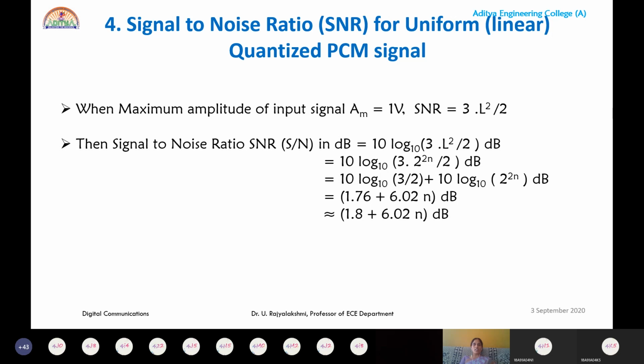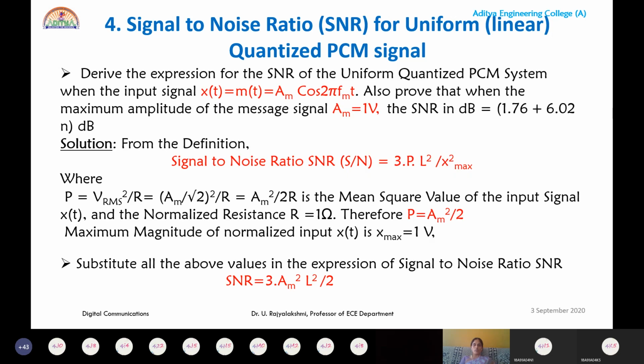So what we did in the above problem: we assumed x of t as Am cos 2 pi fm t, and so the peak power P can be Am square by 2R. This is the general expression, where because x of t is normalized, R will be 1 ohm and X max will be 1 volt. And please assume the maximum magnitude of X max as 1 volt. Upon doing this, you can get SNR as 3 Am square L square by 2 as the general expression for the signal Am cos 2 pi fm t.